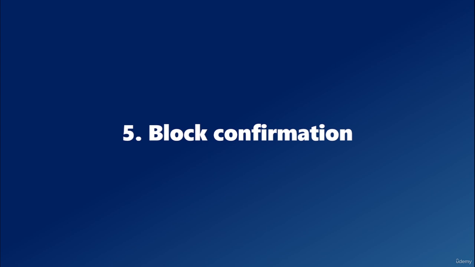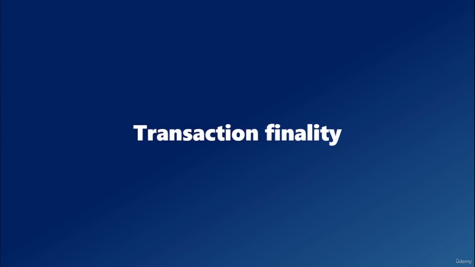Number 5. Blockchain confirmation. As subsequent blocks are added to the blockchain, the transaction becomes more secure. The more blocks added, the more difficult it becomes to alter or reverse a transaction, providing a higher level of trust and immutability. Number 6. Transaction finality. Once a transaction is included in a block and added to the blockchain, it achieves finality. The transaction is confirmed and cannot be reversed without consensus from a significant majority of the network.